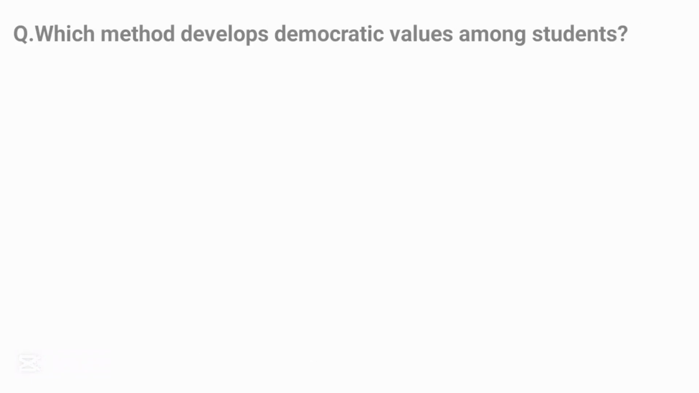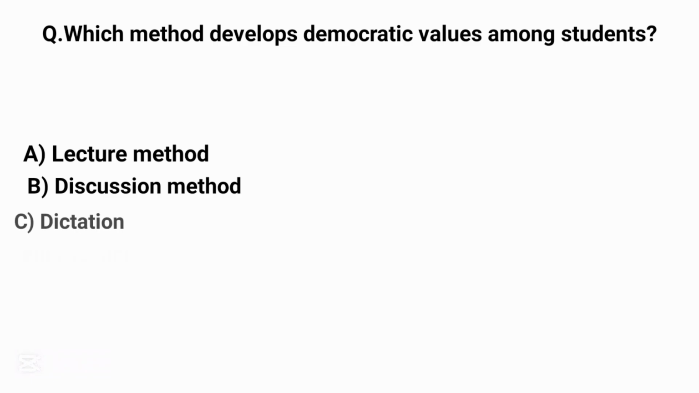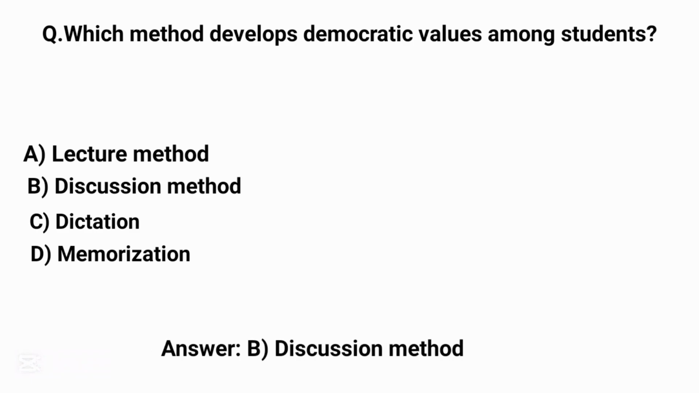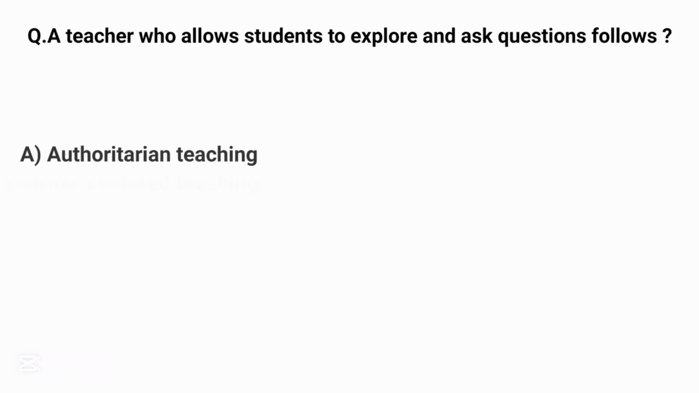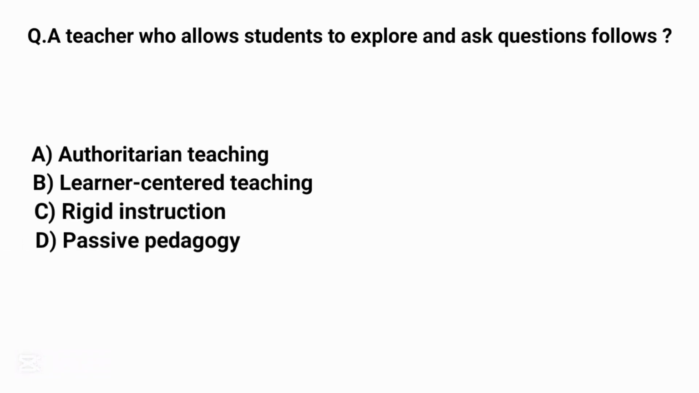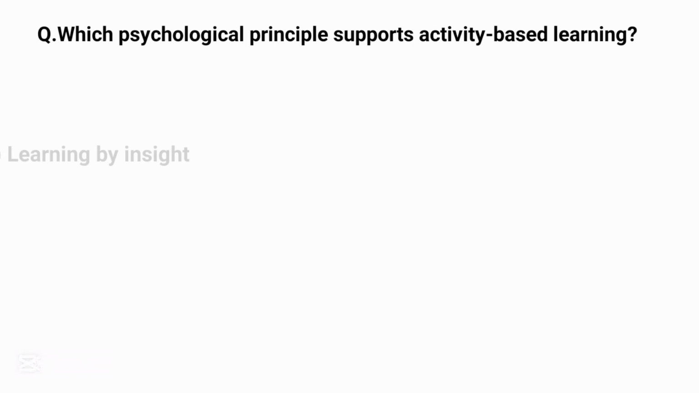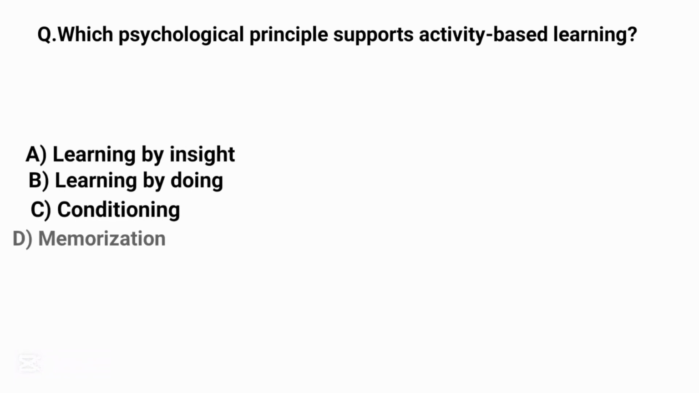Socialization. Which method develops democratic values among students? Correct answer is option B. Discussion method. A teacher who allows students to explore and ask questions follows. Correct answer is option B. Learner-centered teaching. Which psychological principle supports activity-based learning?